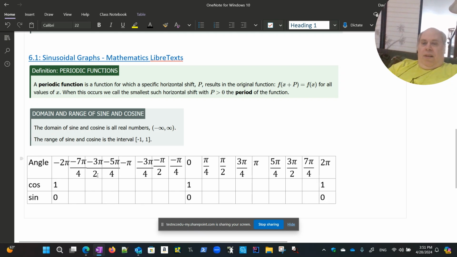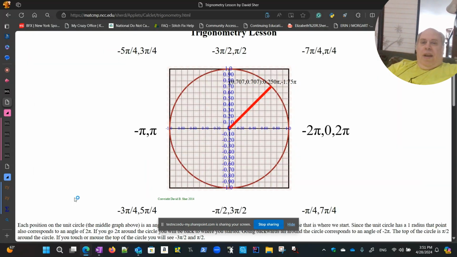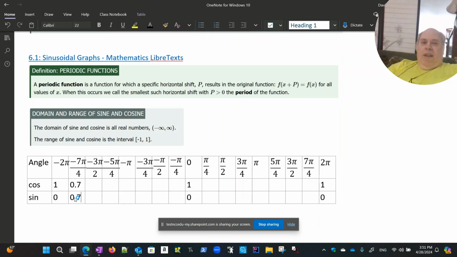Now, so at minus 7 quarters of a pi, right? Minus 8 quarters of a pi, this is minus 7 quarters of a pi. And like I said, it's 0.7 for both cosine and sine because that's the point over there, (0.7, 0.7). And it's also the point at pi over 4.